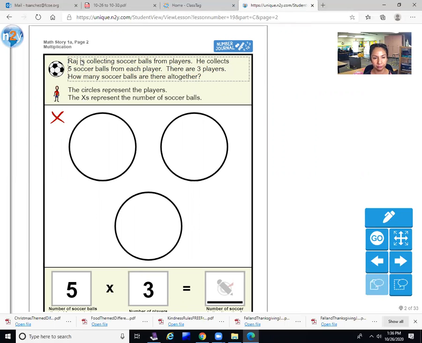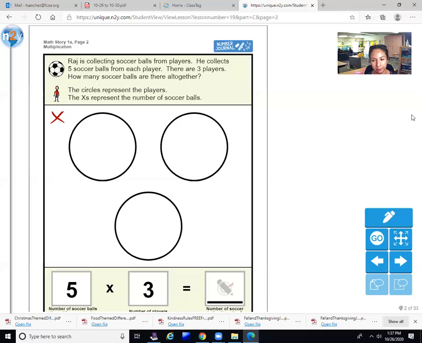Okay, so we know that Raj is collecting soccer balls from the players, and there are 3 players, and each player has 5 soccer balls. So here's Raj, okay? The circles represent the players. The X's represent the number of soccer balls. So the circles are the number of players and the X's are the number of soccer balls. So here's player number 1, player number 2, and player number 3.